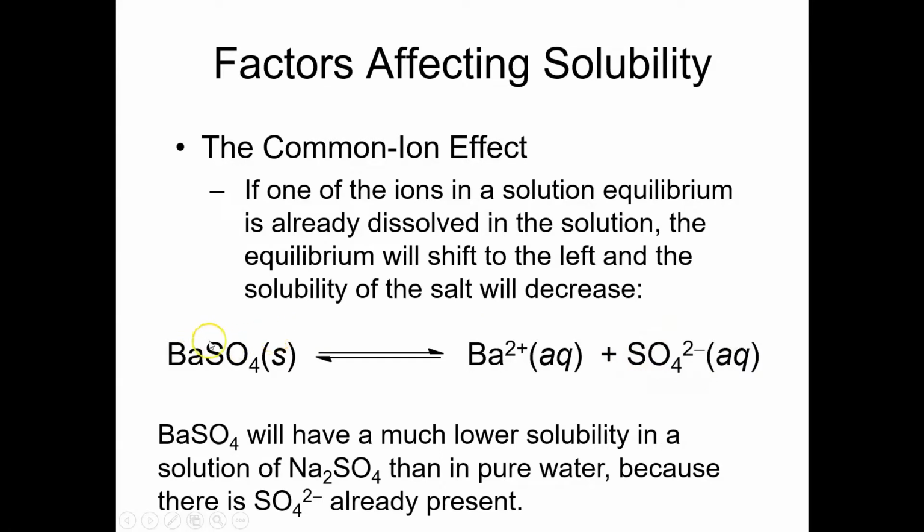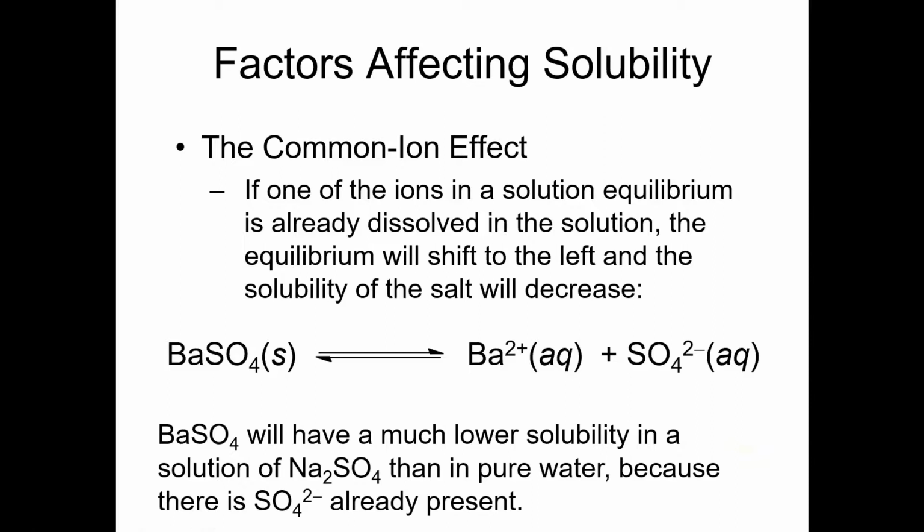Whether it got there from the barium sulfate or from the sodium sulfate that was already there. So if I've already got some really high level of sulfate in solution, this equilibrium is going to be suppressed. It's not going to go as far toward products. Whereas if I put this into pure water, where none of these ions are already there, more of it will dissolve. So that's what's called the common ion effect, and we'll see this later when we talk about buffers and things like that.